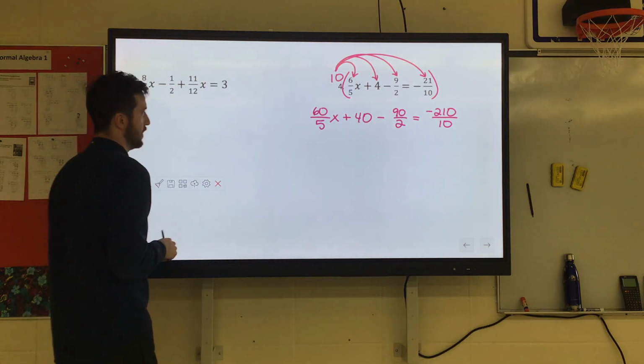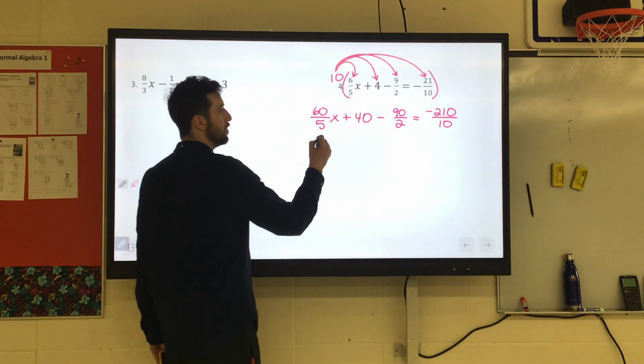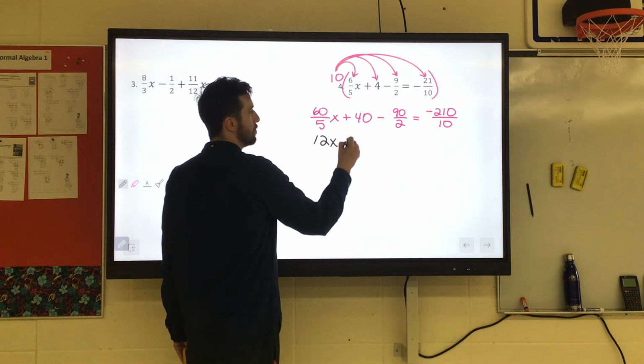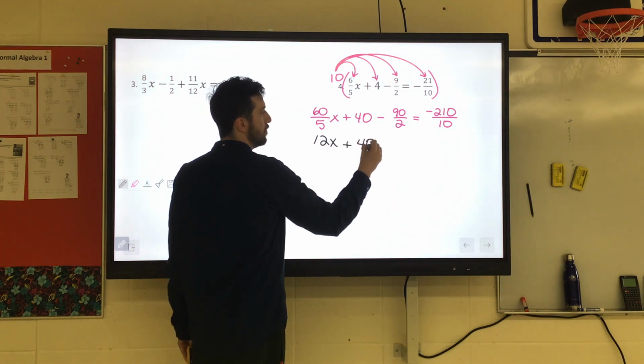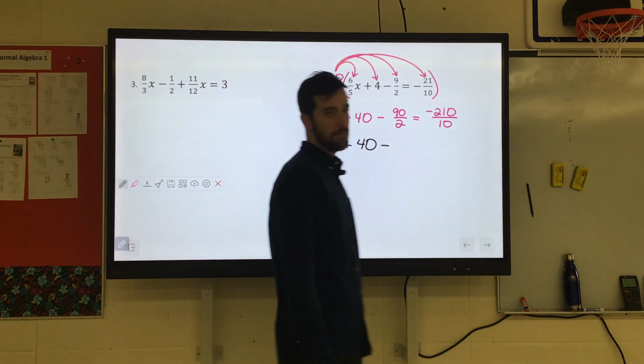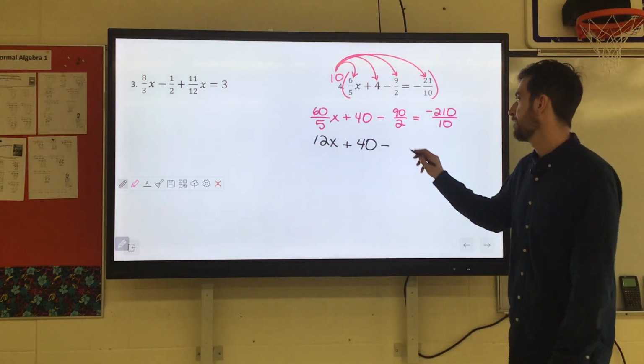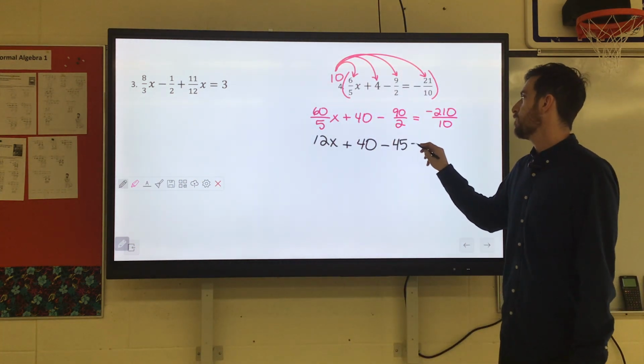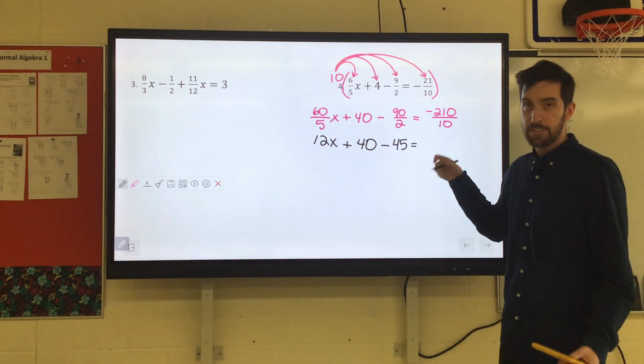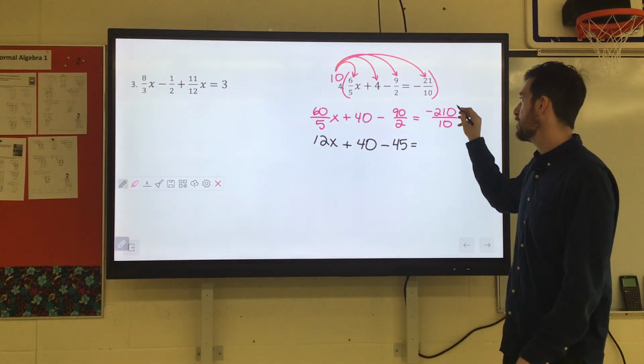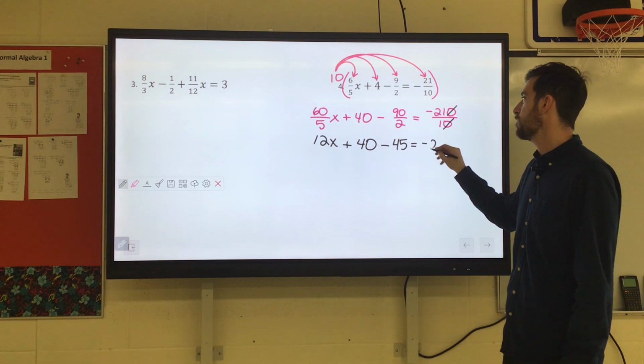So let's simplify these. 60 divided by 5 is 12. 12x plus 40 minus 90 divided by 2, 45. Equals negative 210 divided by 10. If you're dividing by 10, you just cut off a 0. So we have negative 21.